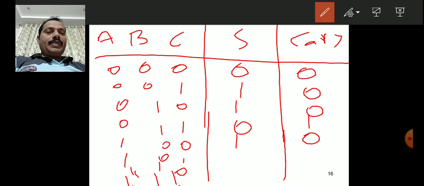1 plus 0 plus 1, sum is 0, carry is 1. 1 plus 1 plus 0, sum is 0, carry is 1. 1 plus 1 plus 1, sum is 1, carry is 1. So we know that this is the truth table of one full adder.